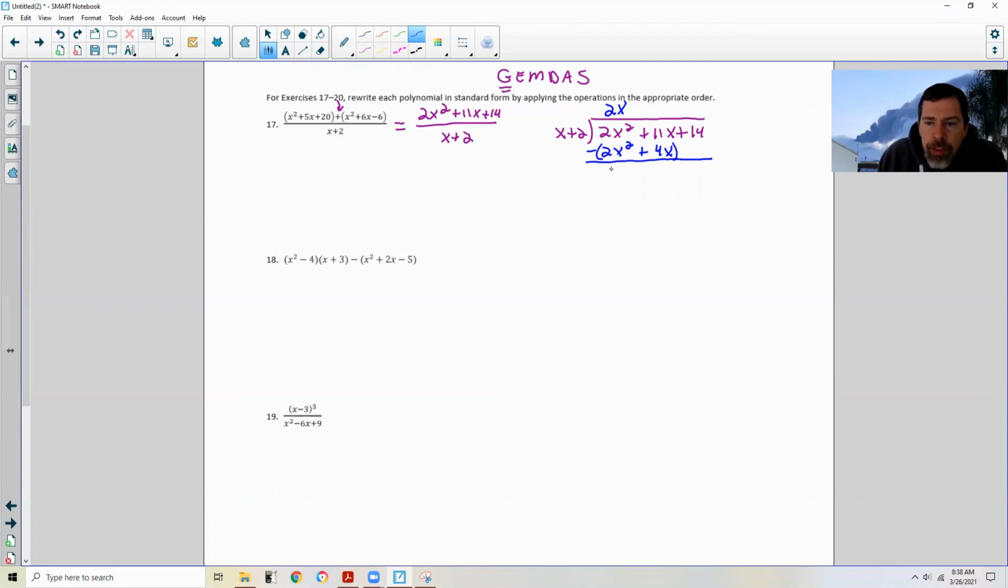2x squared minus 2x squared is 0. 11x minus 4x is 7x. Bring down the plus 14. And x times what gives me 7x? Well, that's 7. So 7 times x is 7x. 7 times 2 is 14. So when I subtract, I get 7x minus 7x, which is 0. 14 minus 14 is 0. So my answer is 2x plus 7.